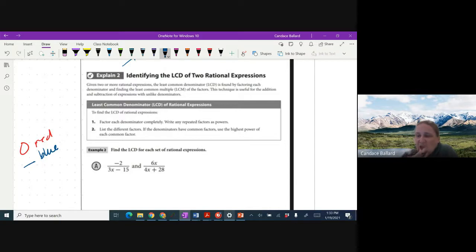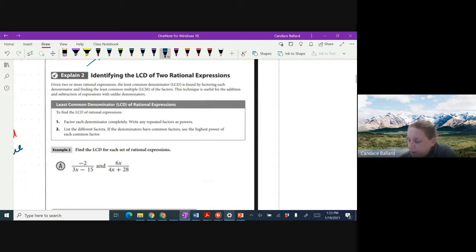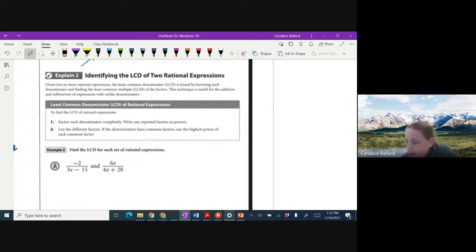Okay, so let's take this. I'm going to do a side problem really quick before we do example 2, actually. Let's try to find a least common denominator between 1/12 and 1/18. I should not have used blue.